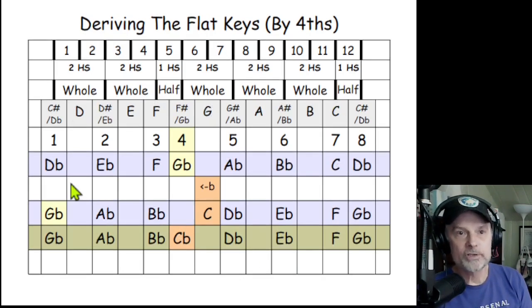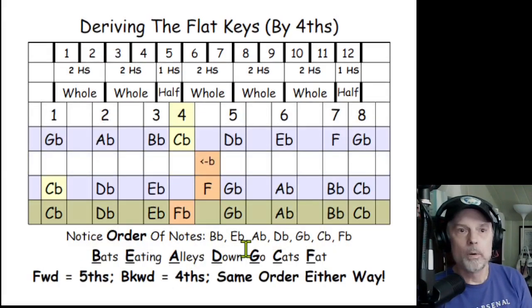Using D flat, the 4th is G flat. So we put the G flat down. Our 4th is a C. We flat that for C flat. The key of G flat has 6 flats: B flat, E flat, A flat, D flat, G flat, and finally C flat. But we have one more.